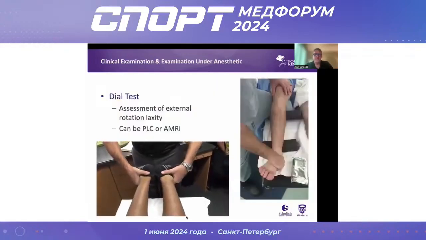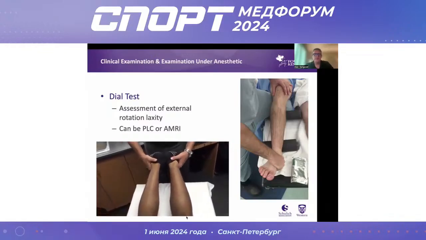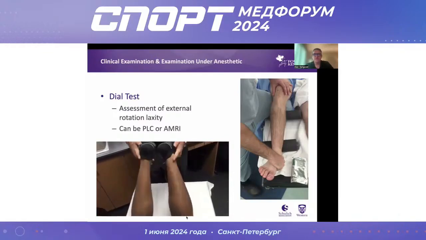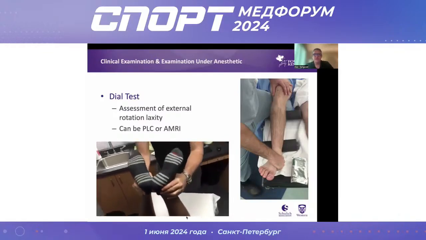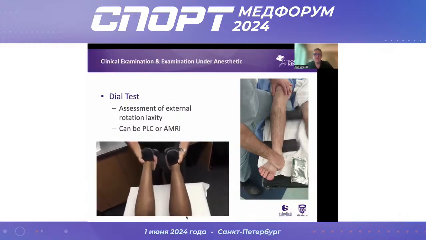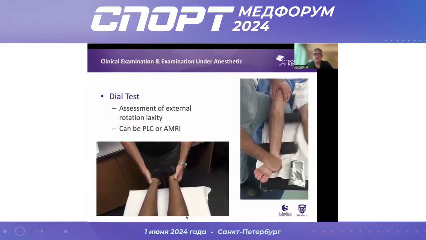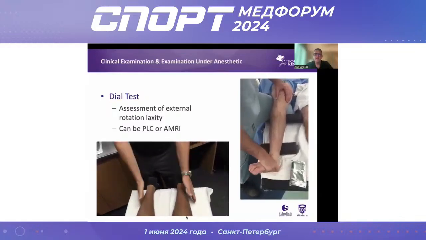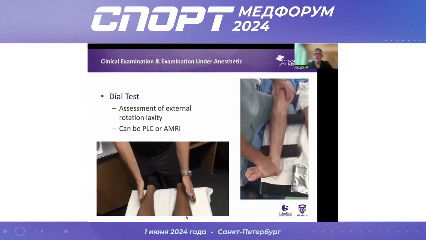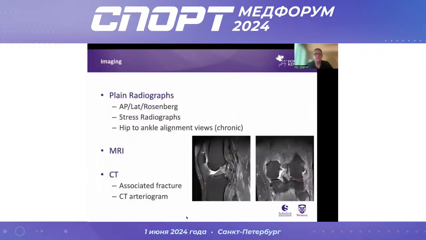One thing I would suggest is very important is to look for the dial test. The dial test does not always mean a posterolateral corner injury, as is often talked about in textbooks. It really just means that you have increased external rotation laxity. It can mean a posterolateral corner injury or anteromedial rotatory laxity, just like we have on the top right-hand side of the screen. This is a young man with a positive dial test, but he has anteromedial rotatory laxity, not posterolateral.